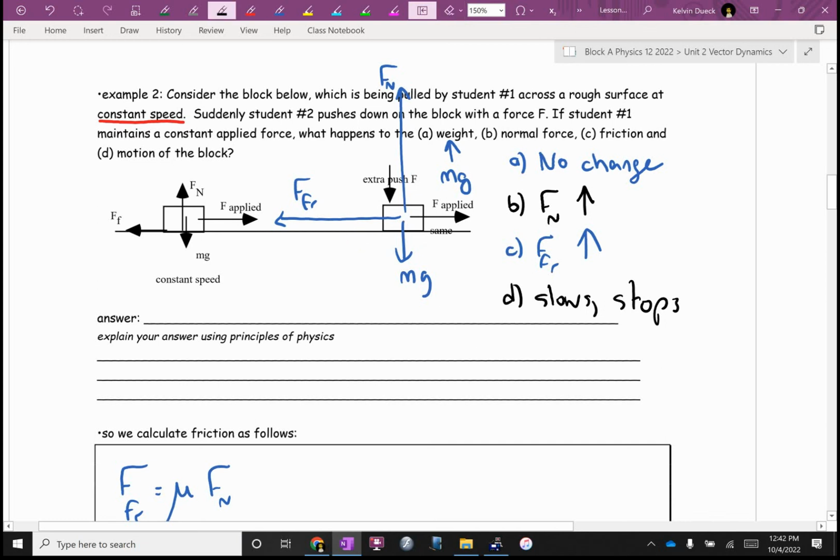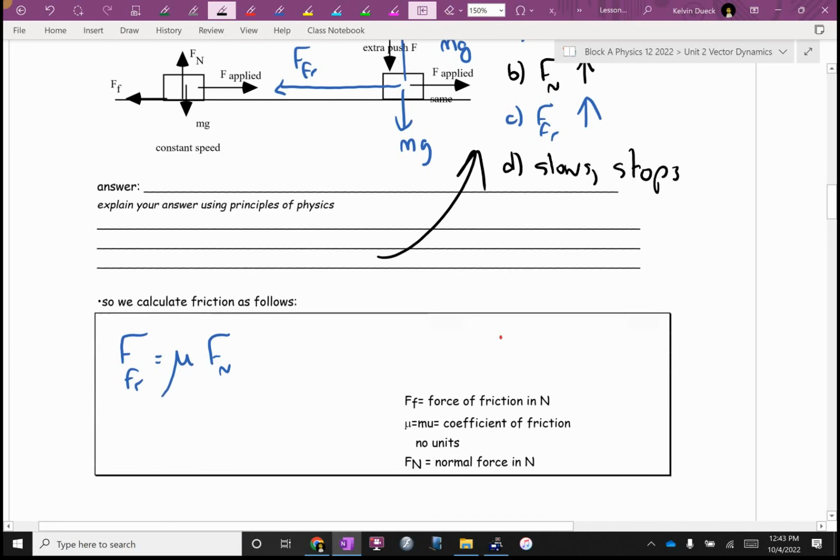175. Okay? If the maximum friction could be was 200, and you pull with 201, now it'll be unbalanced. You'll have 1 newton of unbalanced force. 201 to the right, 200 to the left, your net force is 1. Okay? It says explain your answer using principles of physics. I think we just did that. I'm not going to be too fussy on that.